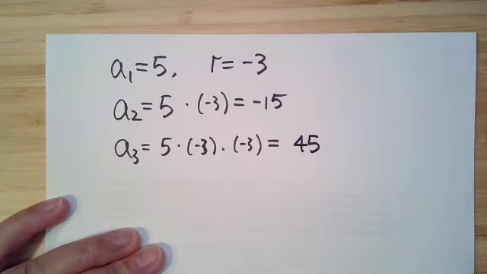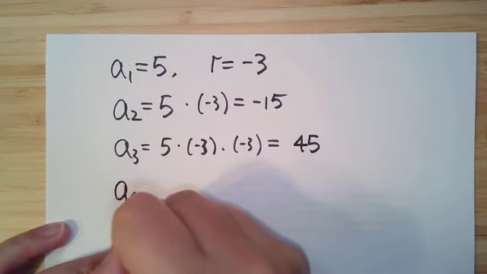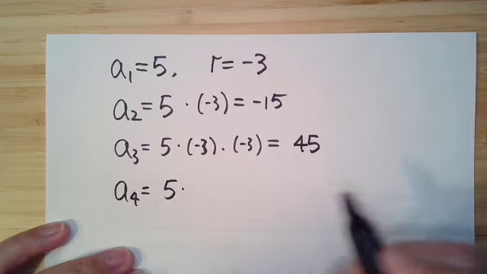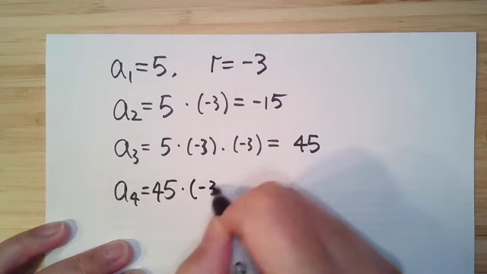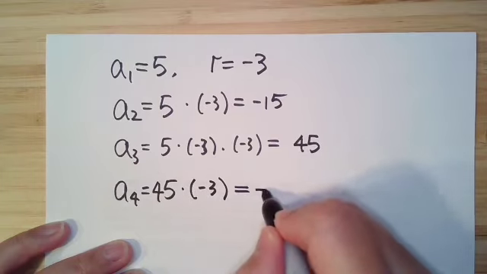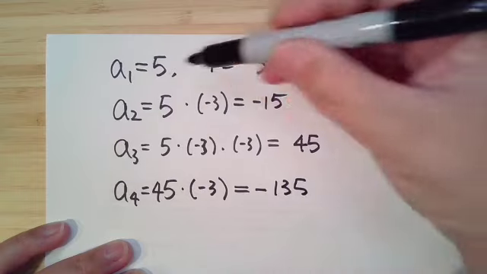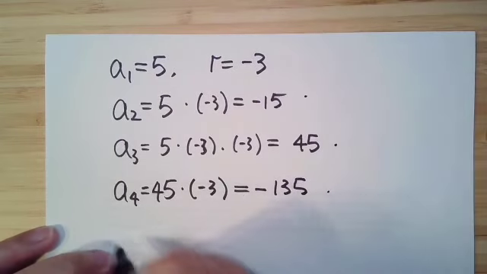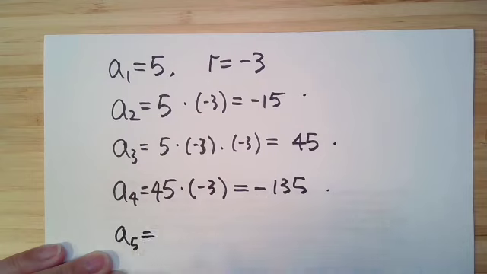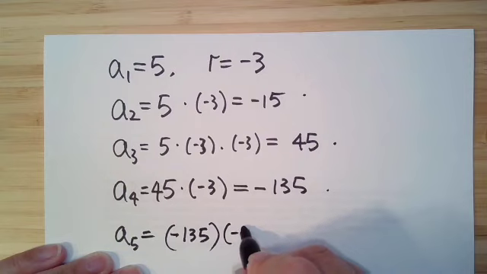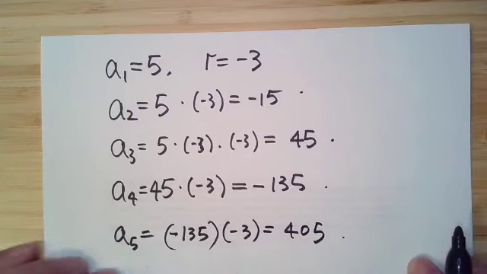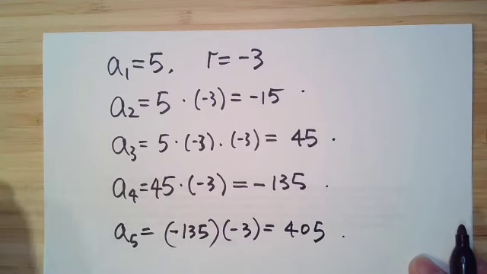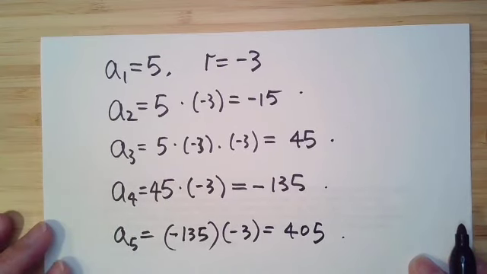Okay? All right. Then the next number, A4, will be 45 times negative 3, which is negative 135. See, that's the first term, second term, third, fourth. I can do one more. A5 will be negative 135 times negative 3. The answer is 405. So that's the first 5 terms of this common ratio sequence, or geometric sequence.